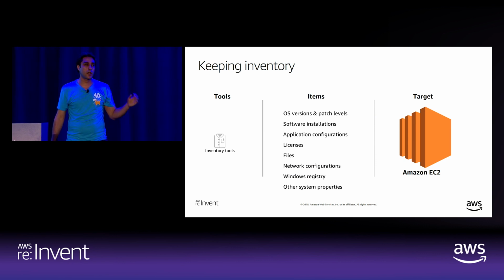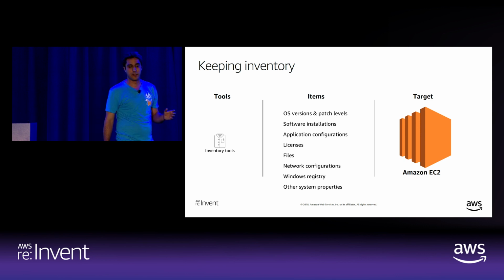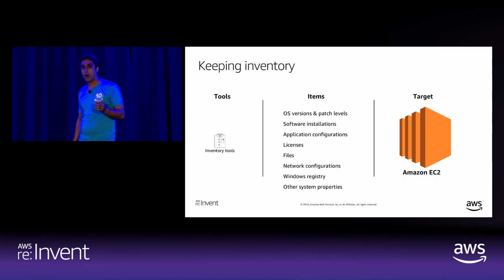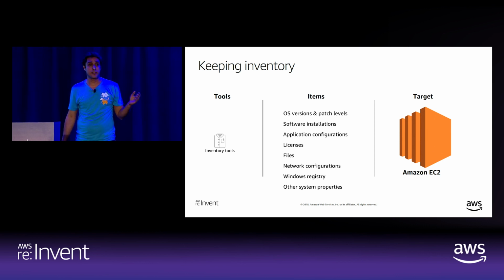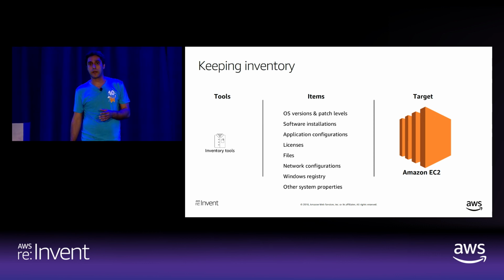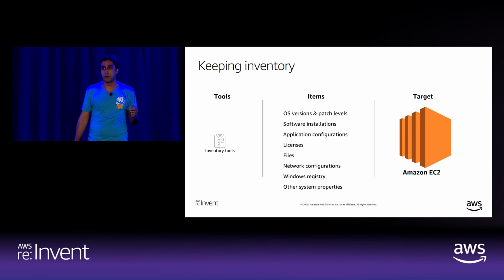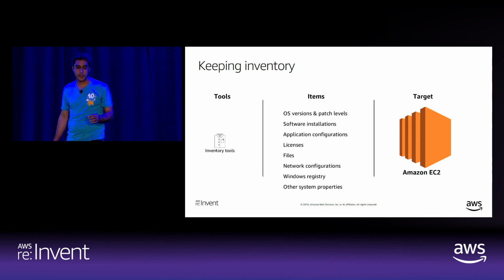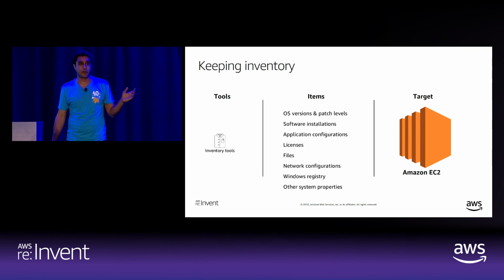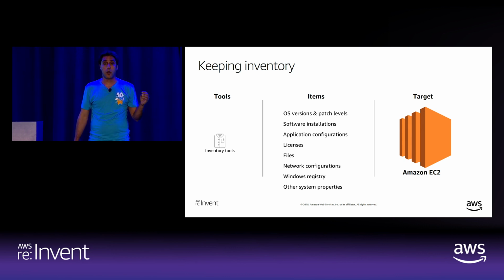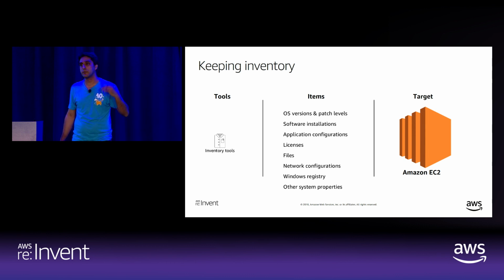You need to have a list of all the OS versions and their patch levels, all the software installations, all the application configurations, and licenses, especially in Microsoft workloads where you need to make sure that you have enough SQL or Windows Server licenses for your environment. Or maybe it could be network configurations, Windows registries, or pretty much any system property. You want to make sure that you have an inventory of it. And usually this inventory is dynamic. It's not something that you export and save into an Excel file. It needs to be done on a scheduled basis.